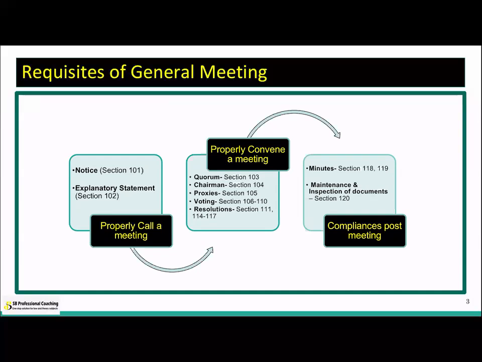I hope the requisites are very clear over here. As we go into the further lectures, each and every component of these requisites will also be clear to you. So don't worry about that currently, like it is too much to do. It's not like that, it's very easy.